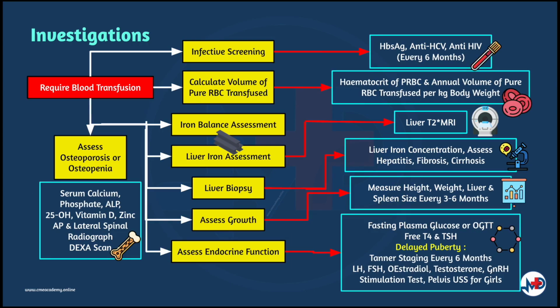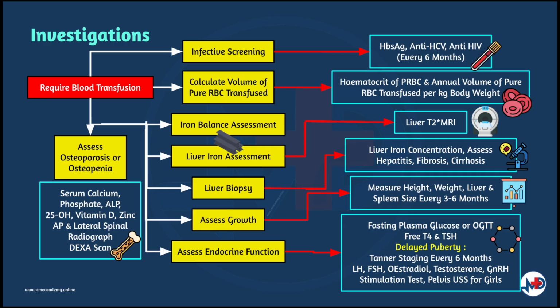In terms of investigations, there are also some other tests that you may need to order to look at the severity and other associated findings related to the patient. Those who require a blood transfusion should get the Hep B surface antigen and Hep C viral antibody and anti-HIV antibody screening done every 6 months.